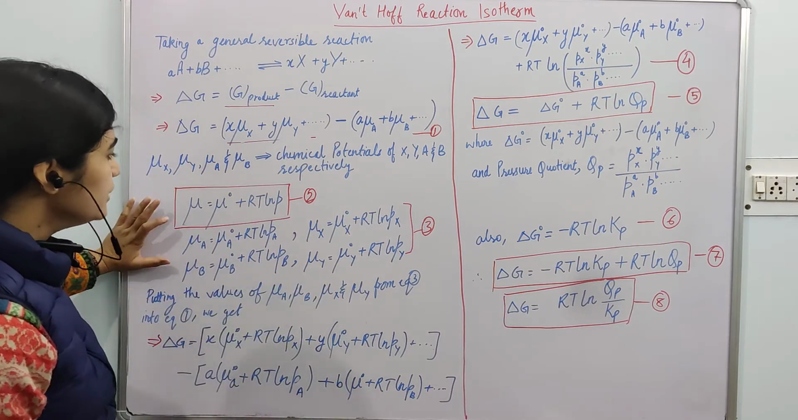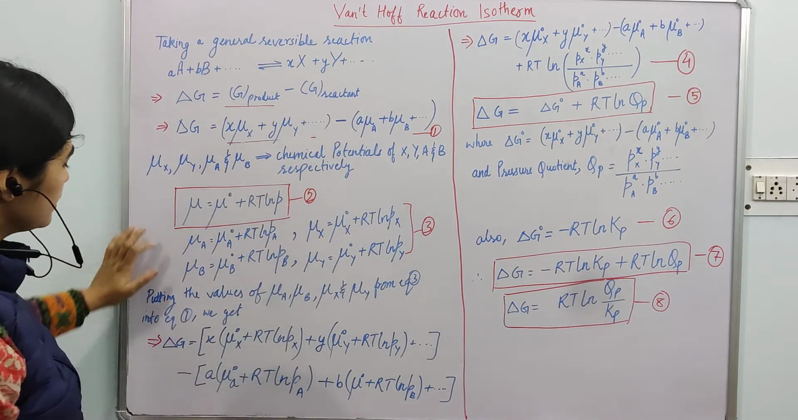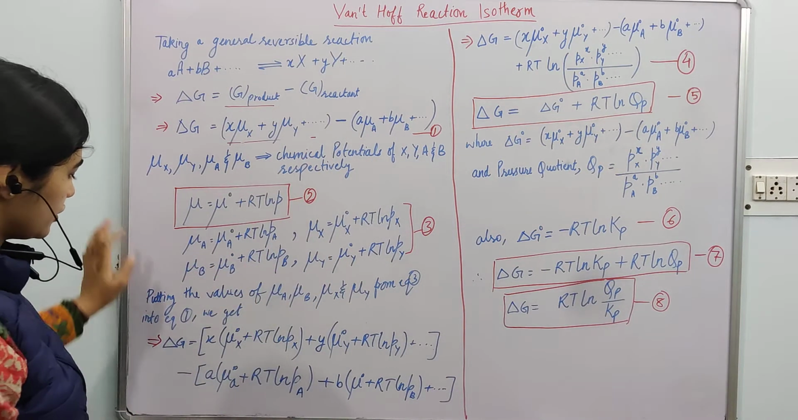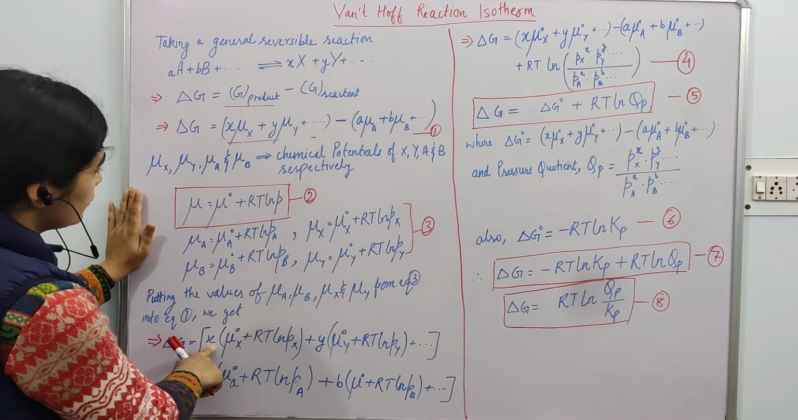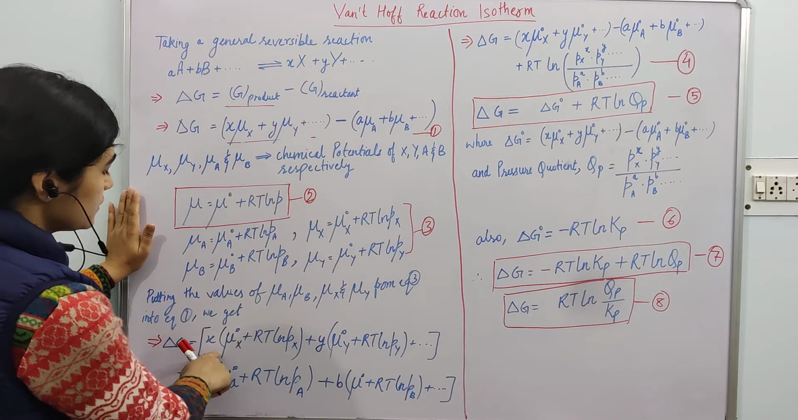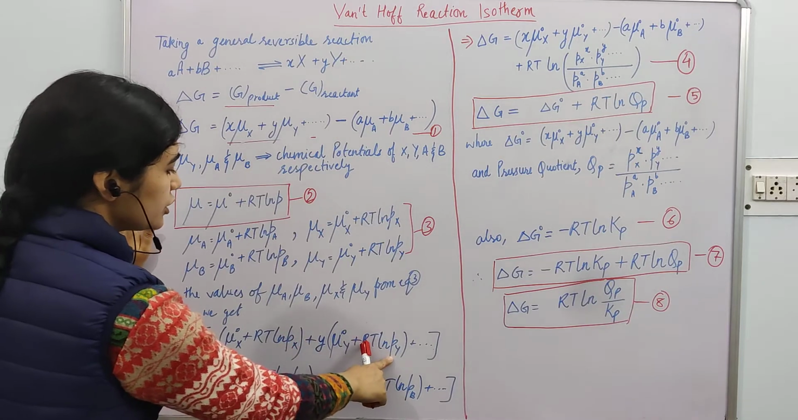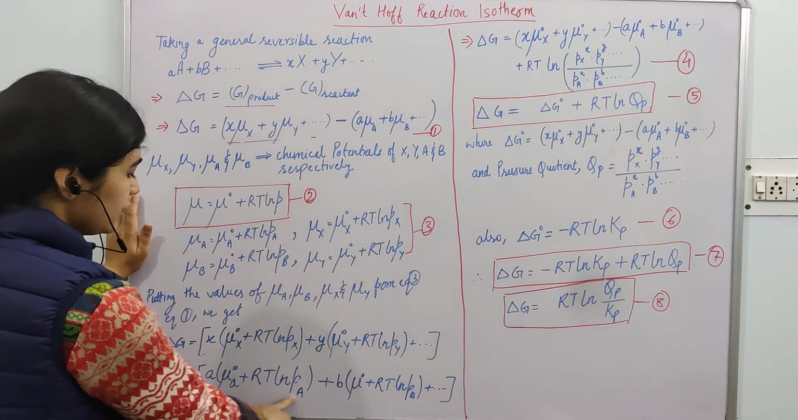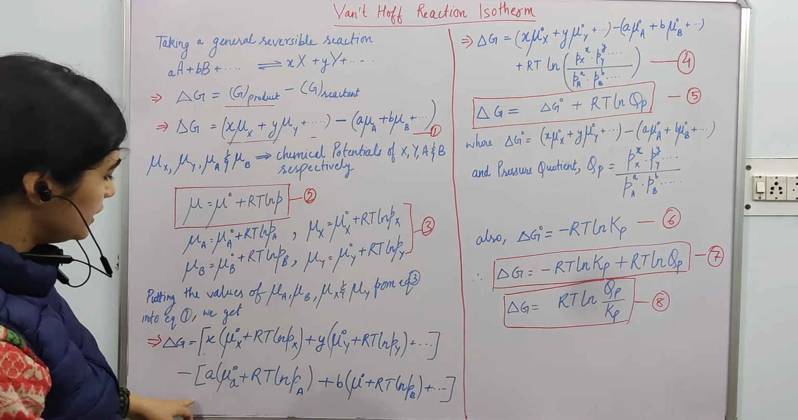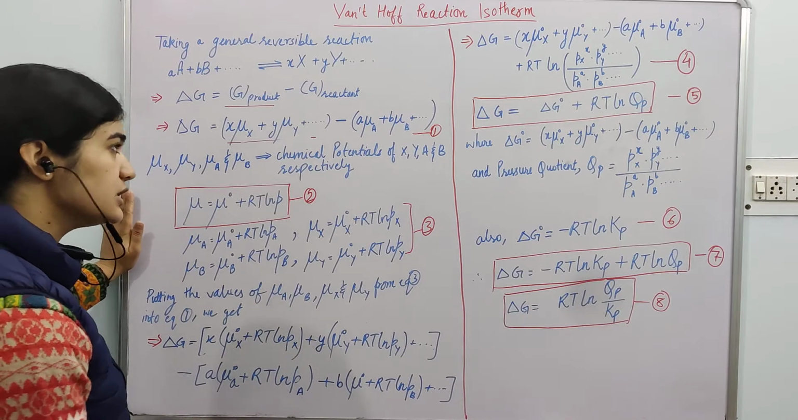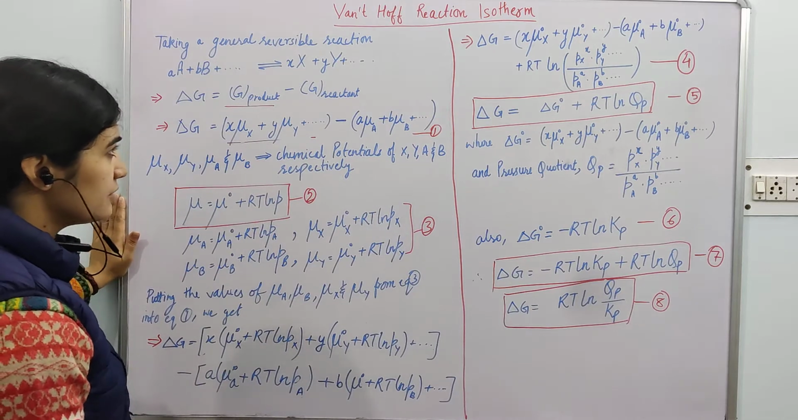And after putting the values of chemical potentials from the third equation into our first equation, we get this equation where delta G is equal to the stoichiometric coefficient of product X into chemical potential of X plus Y into chemical potential of Y plus so on, minus that of the reactants. Alright. Now if we manipulate, or rearrange, this equation, we can get the fourth equation. I'll tell you how I have written that.